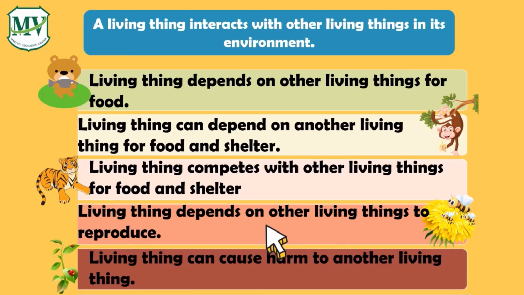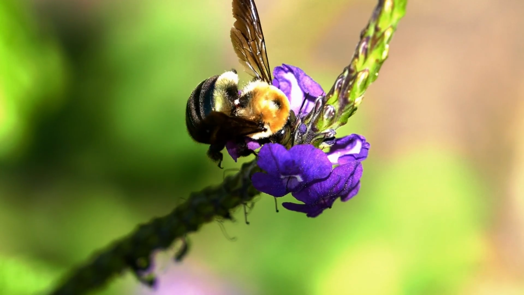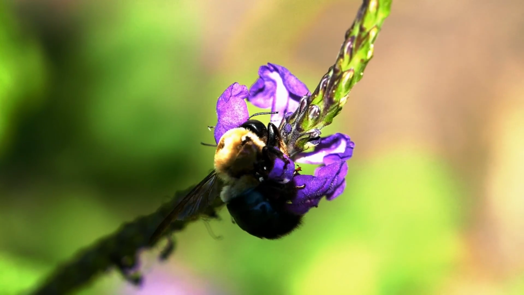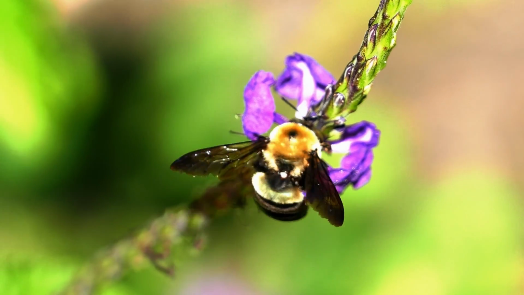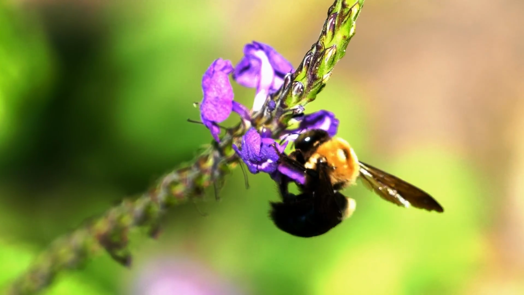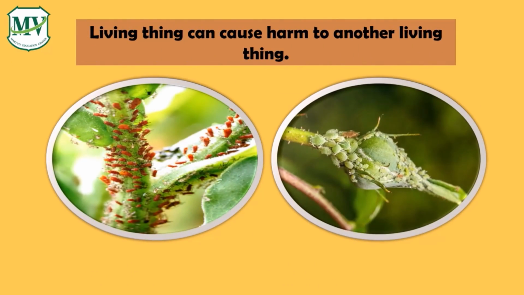For the fourth one, a living thing depends on other living things to reproduce. A bee, for example, helps a flower to pollinate. In turn, a flower provides the bee with food. And lastly, a living thing can also cause harm to another living thing, like how aphids, for example, in the picture on your screen, take nutrients from a plant, which cause the plant to become weaker.